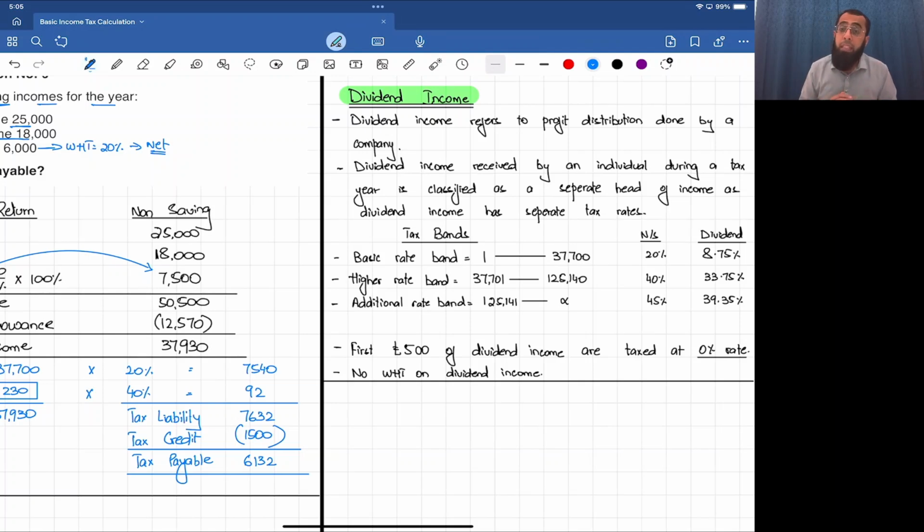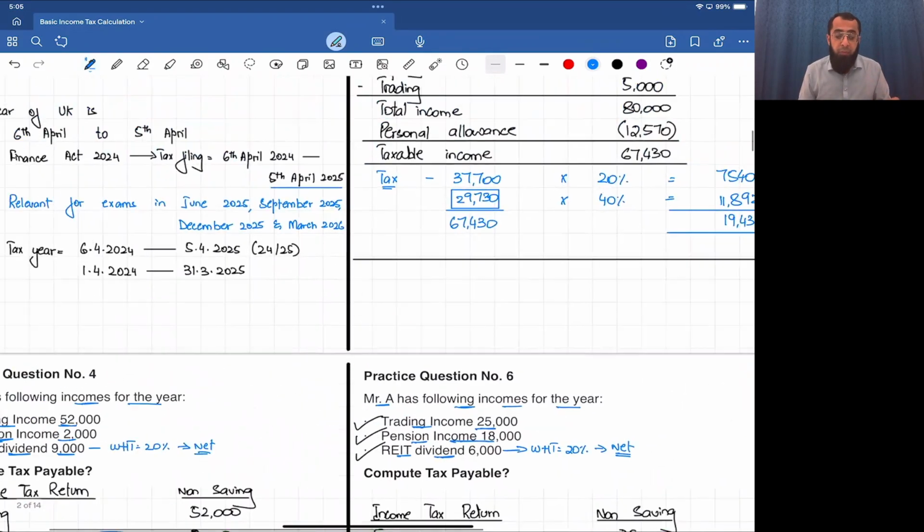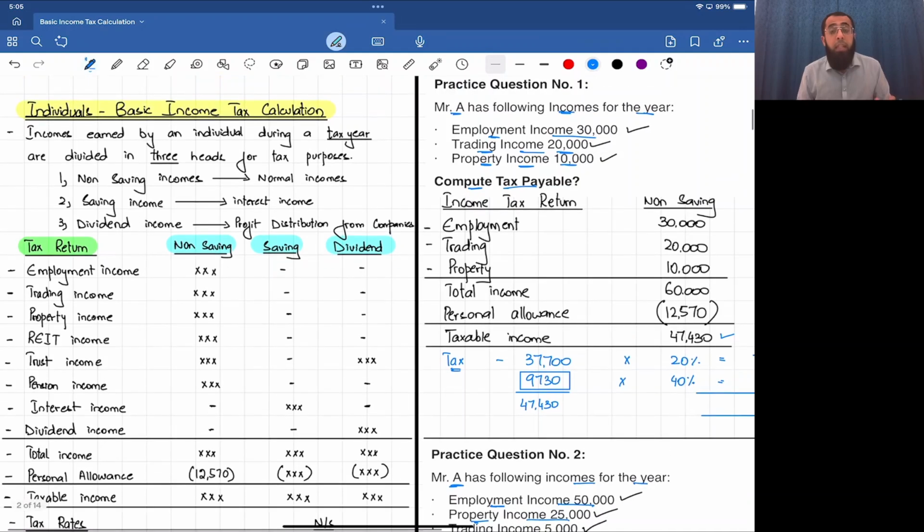But before going into detail of today's class, let's take a quick review of what we have discussed in the previous class. In the previous class, we looked at the basic format of the income tax return, that individuals who are UK residents have to divide their incomes earned during a tax year into three heads. The first head was the non-saving income head, which includes all the normal incomes. The second head was saving income, which includes interest income. And the third head was the dividend income.